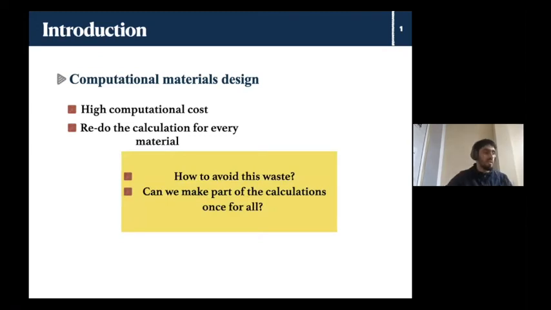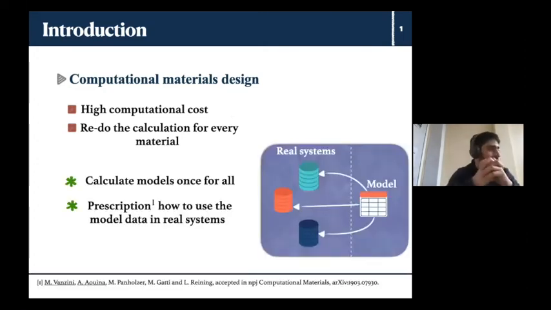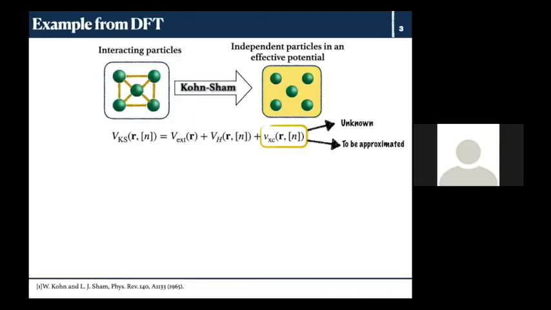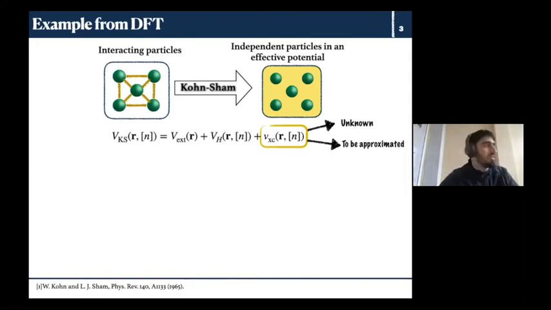And the question is how to avoid this waste, and if we can make part of the calculations once for all. The solution that we propose is to make the calculations in simple systems, which we call models, once for all. Then we give the prescription how to use the model data in real systems. Okay, so using models to approximate is what people often do when they run DFT calculations.